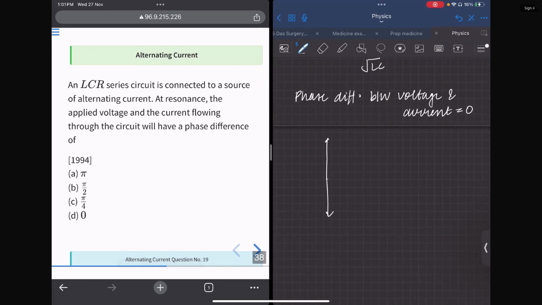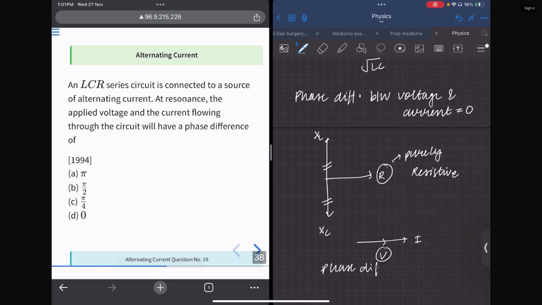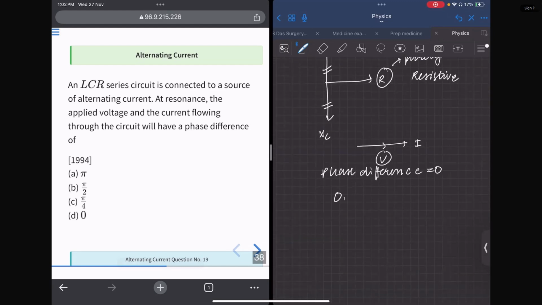We represent these LCR circuits with the help of this. Okay. So this right here is resistance. This is XL and this is XC. So XL and XC cancel out each other. So the circuit is purely resistive. And in a resistive circuit, if this is the direction of current, the same is the direction of voltage. That is, the phase difference is supposed to be 0. And this right here is option D, which is our answer.